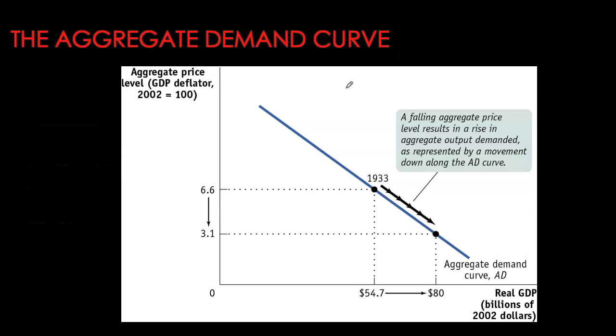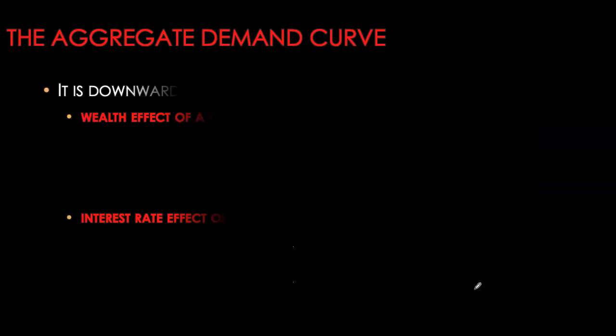We typically observe that whenever the aggregate price level decreases, aggregate output demanded is going to increase. As you can see over here in the 1930s, as aggregate price level is going down, output demanded is increasing. So why do you see this negative or inverse relationship between aggregate price level and aggregate output demanded? There are two main reasons for that.